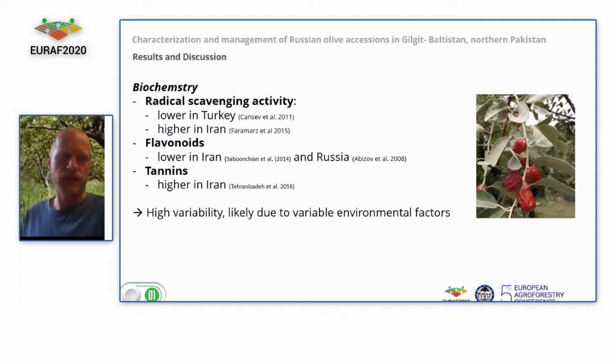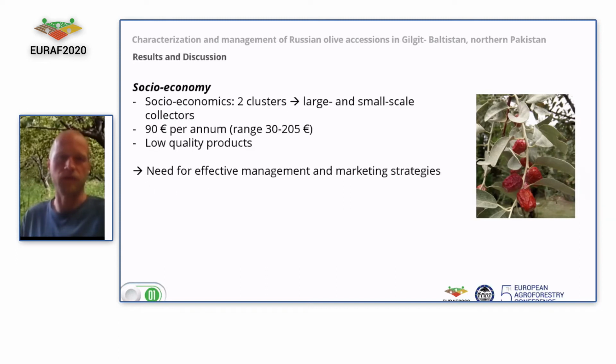On the biochemistry side, we found that variation was similarly strong, showing a wide range. The radical scavenging activity was found to be lower in Turkey, but higher in Iran. Also flavonoids and tannins were low in Russia and Iran on the one hand, as well as higher in Iran for tannins. So we found high variability, but it's rather difficult to assess the real cause of it. We have not included genetic analysis, which might explain a bit more the basis for this high variability, but it's likely that environmental factors play an important role here.